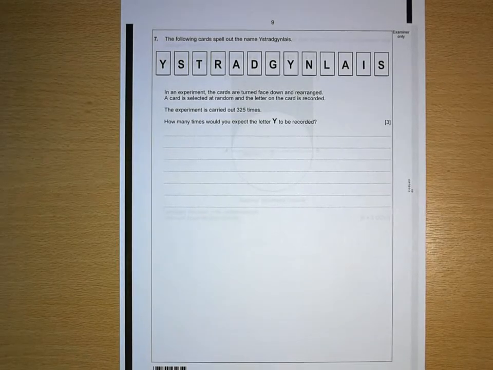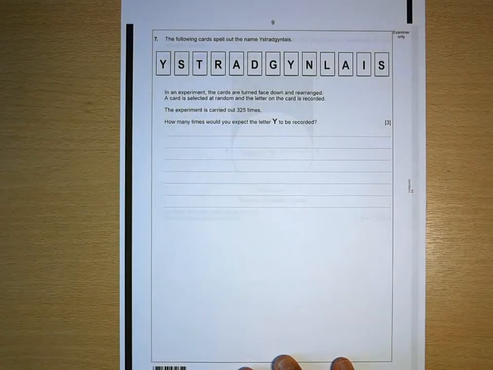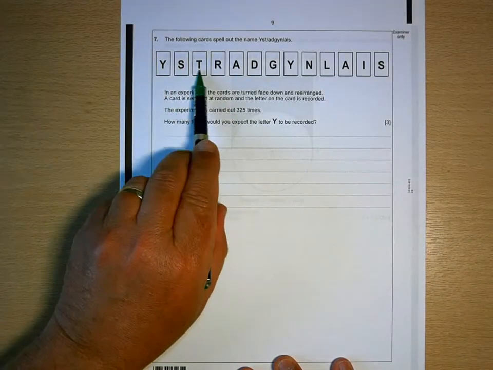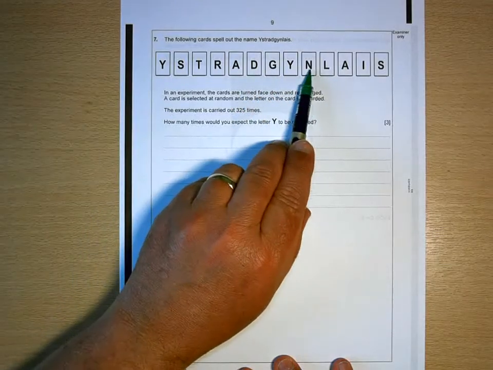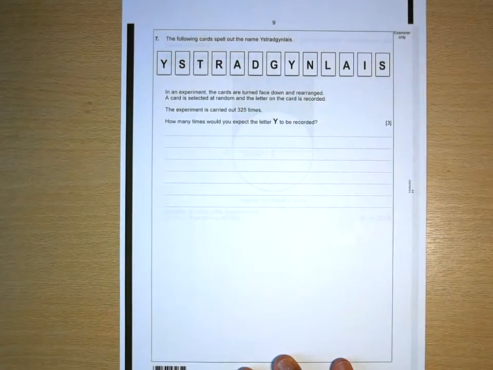Question 7. The following cards spell out the name Astragunlight. In an experiment, the cards are turned face down and rearranged. A card is selected at random, and the letter on the card is recorded. The experiment is carried out 325 times. How many times would you expect the letter Y to be recorded? Well, first of all, we need to know how many letters there are. 1, 2, 3, 4, 5, 6, 7, 8, 9, 10, 11, 12, 13.